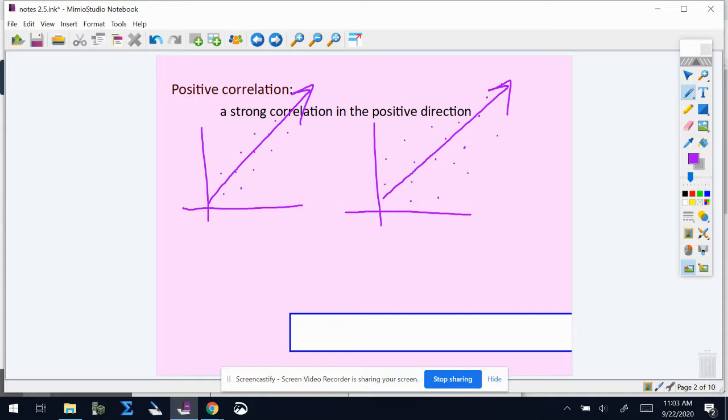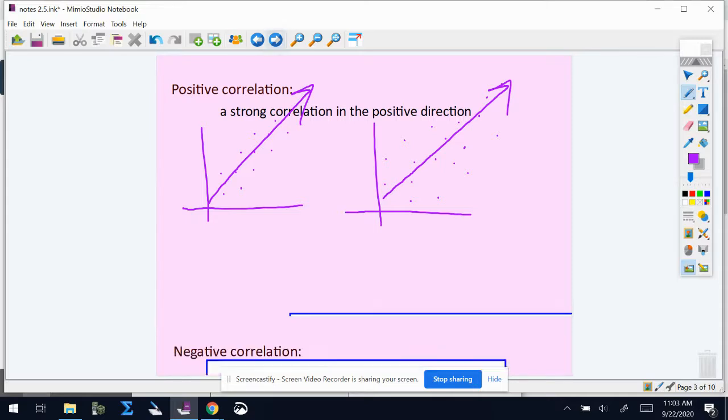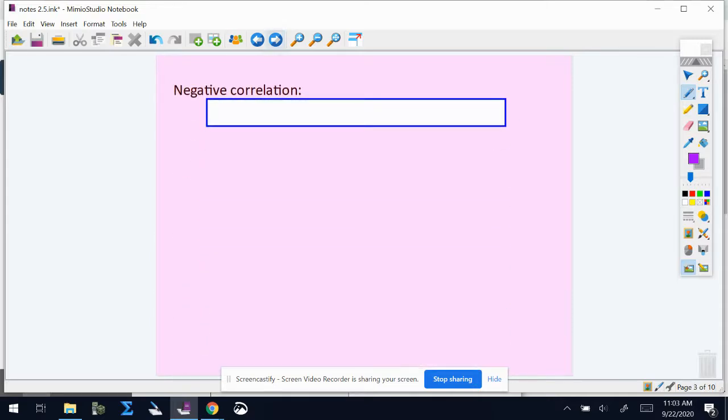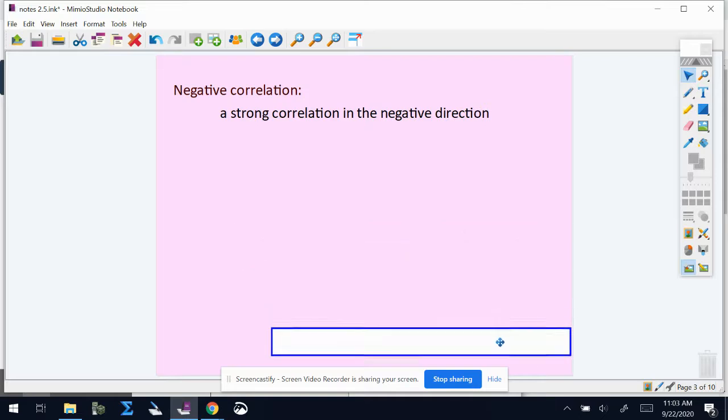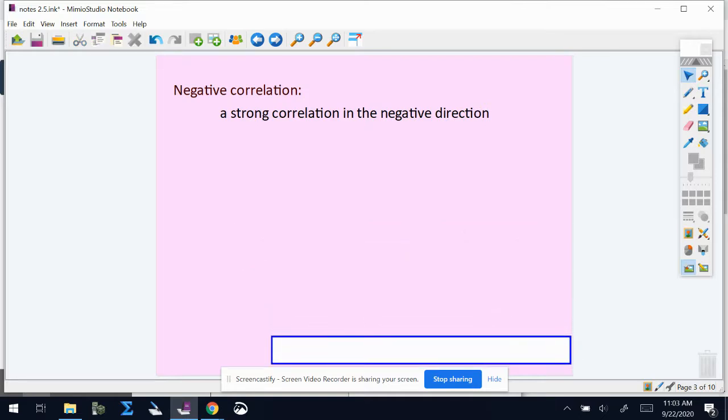So you can have a strong positive, meaning the points are really close to lying in a very straight line. And then you can have a weak positive, meaning they look like they're kind of going up, but maybe they're spread out a little bit more. Then we have what's called a negative correlation. A negative correlation is just the opposite. It's a correlation in the negative direction. I'll show you an example of that.